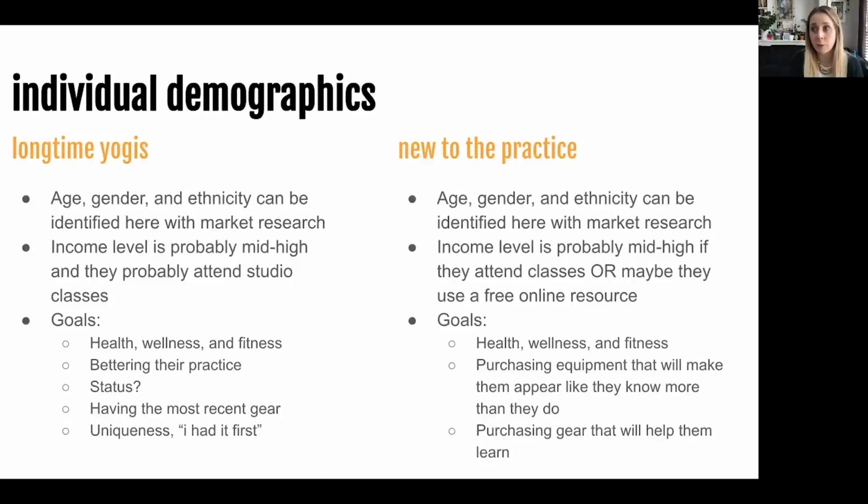They might just be looking for a cheap piece of equipment that means that they can get a full body workout at home. So instead of buying a big piece of gym equipment that they might not have space for, maybe they live in an apartment, but they use a yoga mat to get that full body workout. And a yoga mat, even the most expensive yoga mat, compared to a large piece of gym equipment is going to be considerably cheaper. So new to the practice could have various income levels.